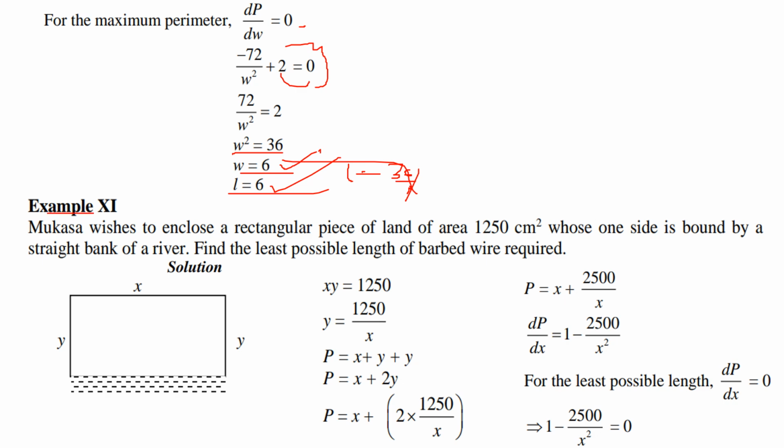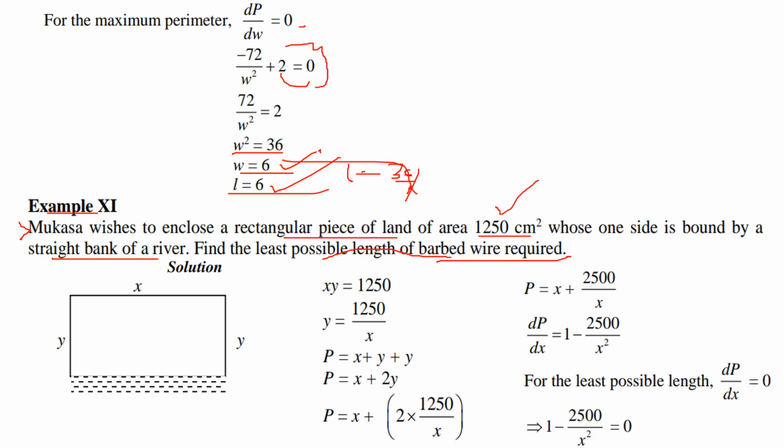Now let's look at example 11. In example 11, Mukasa wishes to enclose a rectangular piece of land, provided it's of area 1,250 centimeters squared, whose one side is going to be bound by a straight riverbank. And then we are supposed to find the least possible length of the barbed wire. Now this question is indirectly asking for the least or minimum perimeter, least possible length of the barbed wire, the total barbed wire which was used, which is the same as perimeter.